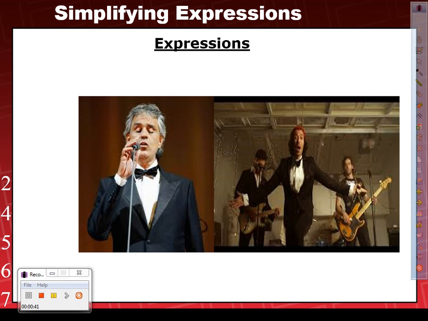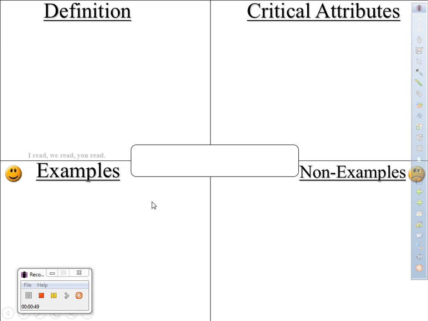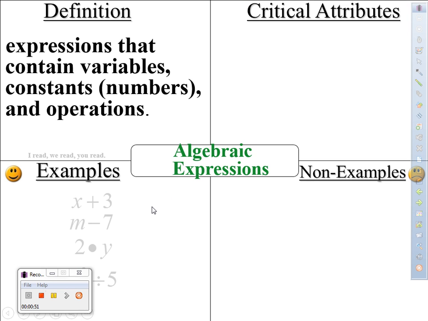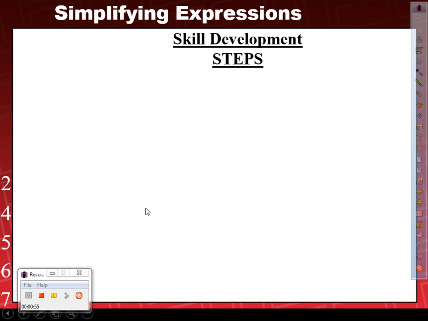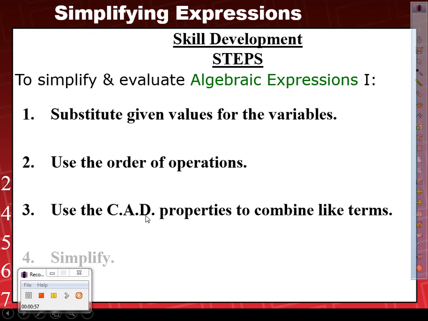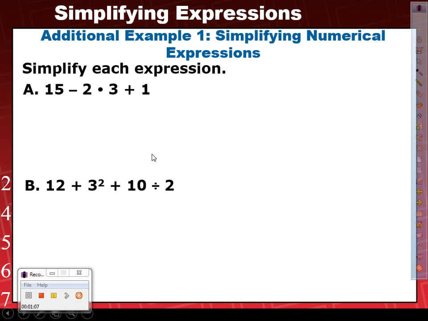And remember I introduced the expressions, numerical and algebraic. From there we went into the algebraic expressions, definition, examples, non-examples, and then I gave you guys steps. 4 easy steps. Substitute the values of the variables, use the order of operations, use cat properties, and simplify. Then we did a quick overview of order of operations, and then we did a couple of these, right?